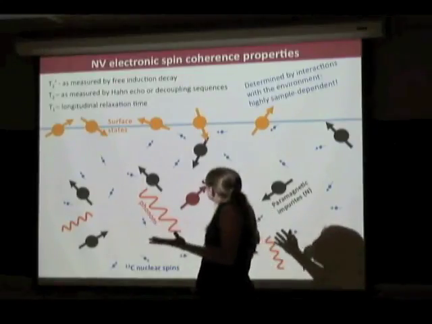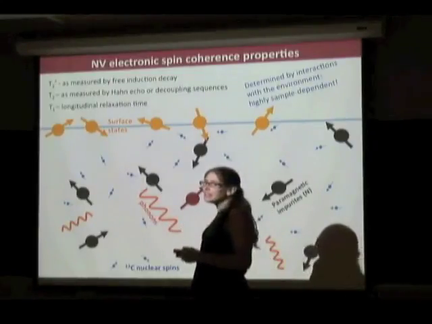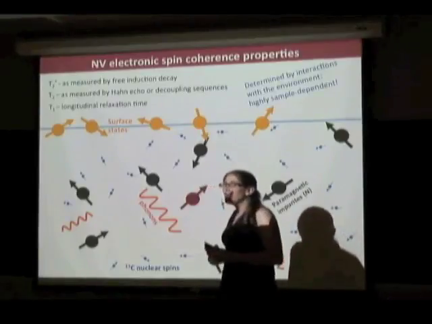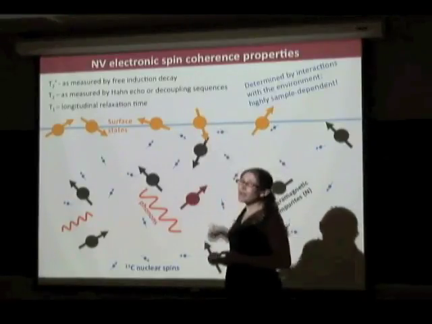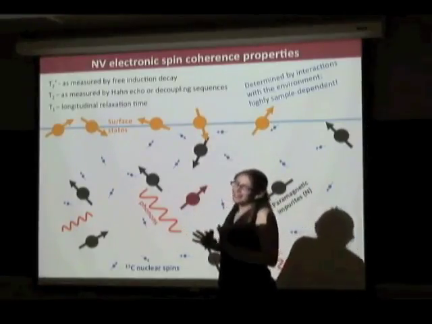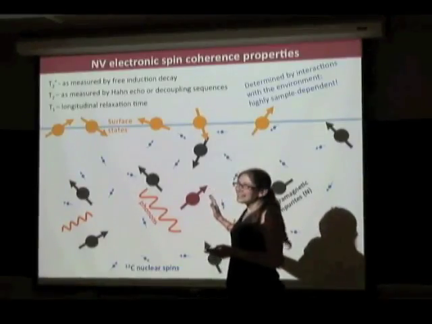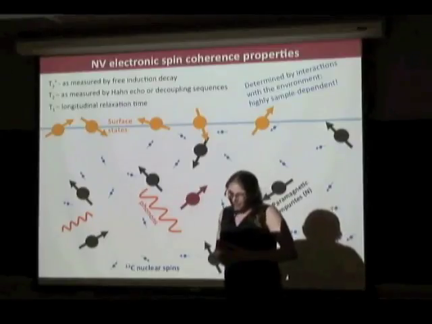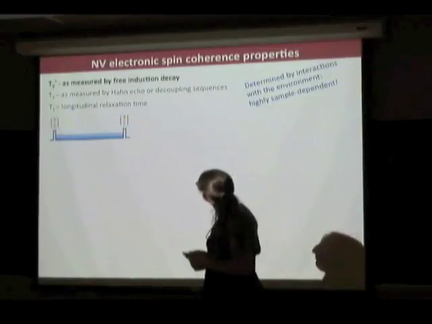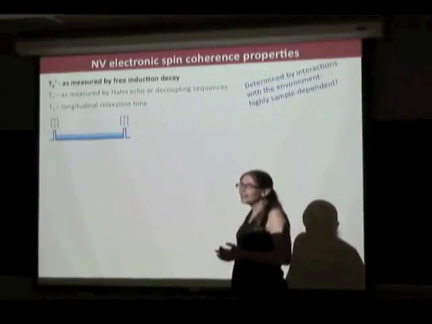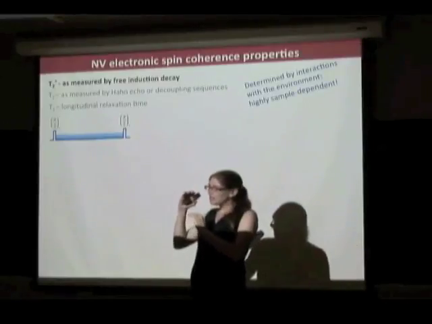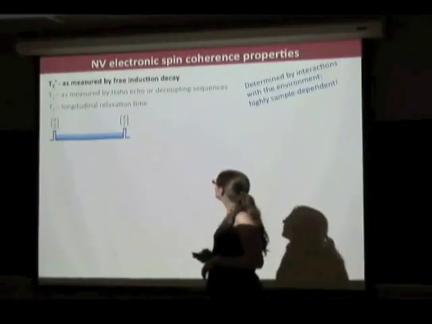So I can't tell you just one number for each of these, and I'll take the approach of trying to talk a little bit about the coherence properties, and then I'll give you the world record numbers. But please bear in mind that this is different for every sample that you work with. Let's start with T2 star, the timescale over which you can maintain a coherent spin superposition.